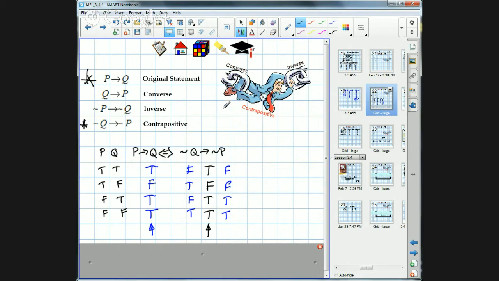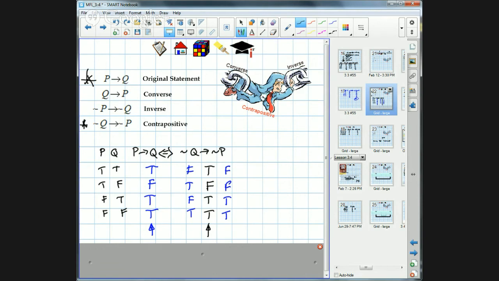Okay, now, what do you need to know here? Well, you need to know that the only way to get the equivalent is to flip them around and negate them both. By the way, here's another example. You guys can all relate to this.